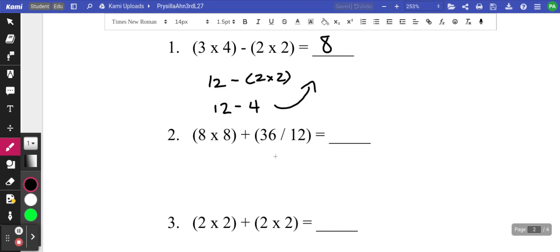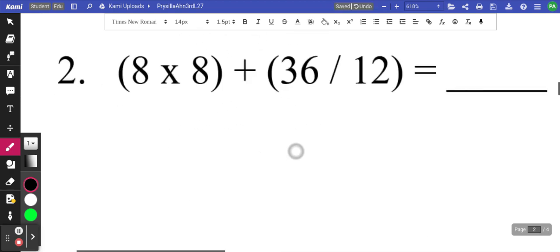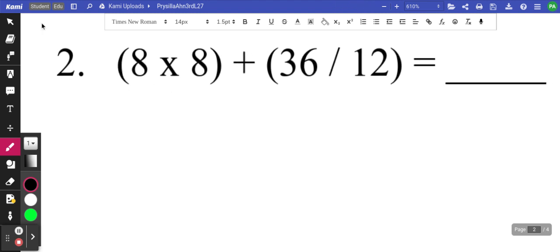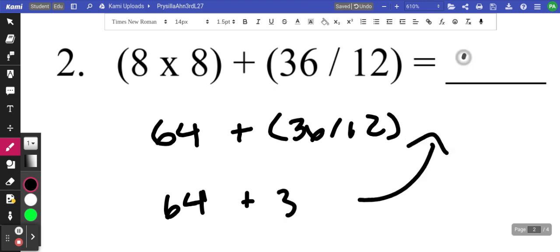Let's try one more with both division and multiplication. So let's try this one. So once again, left to right, we're going to do our left parentheses first. 8 times 8, which is 64. We're going to bring down our second parentheses, and now we're going to solve it out again. 64 plus, and then 36 divided by 12 is 3. So you get an answer of 67.